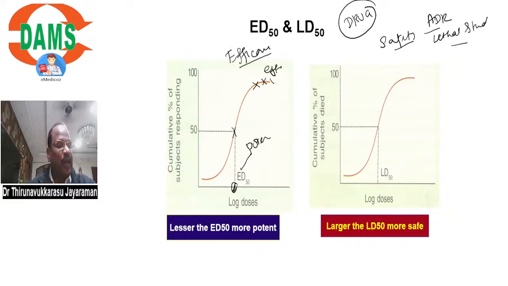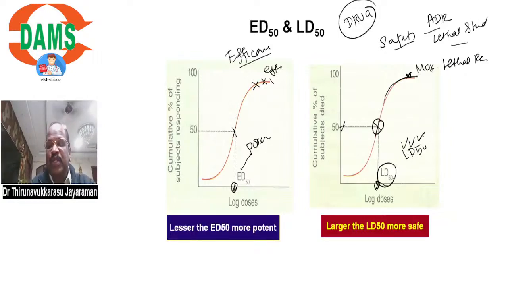Whereas for the same drug, we also do adverse effect study, or we call it lethal study. In this, look at the curve. The height of the curve indicates maximum lethal response, whereas the dose at which I am getting 50% of lethal response is known as LD50. So LD50 means lethal dose 50. See, if I get more lethal effects even on less dose, it means the drug is dangerous. Whereas the larger the LD50, the more safe.